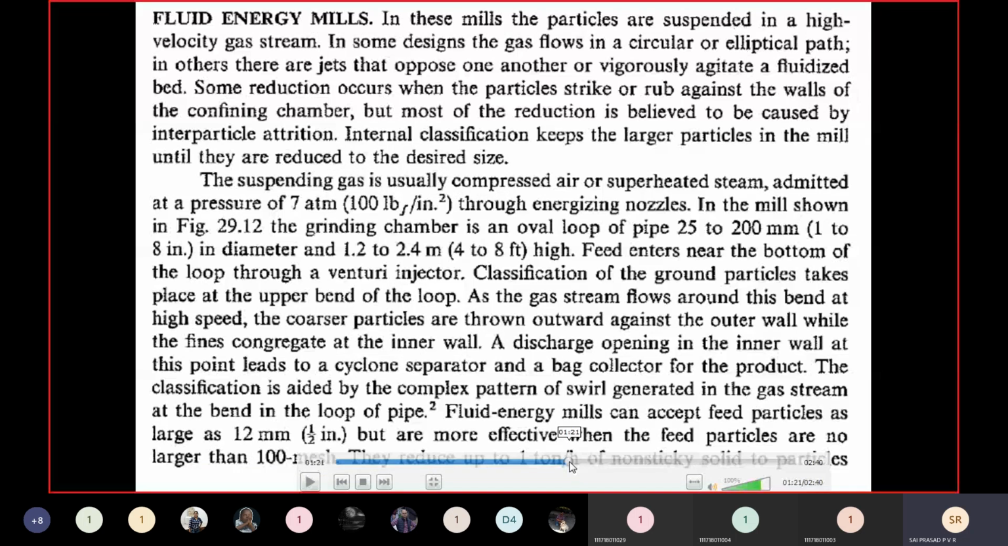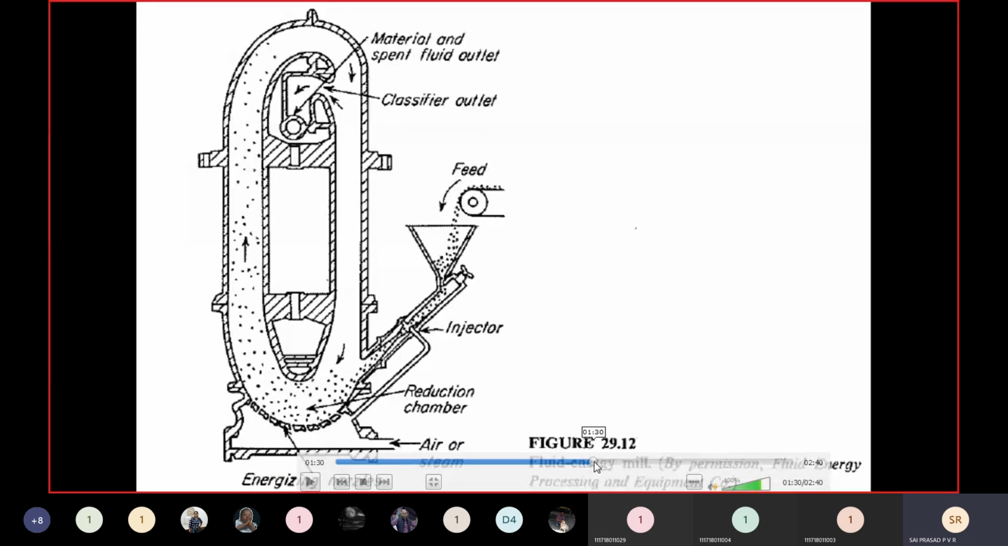So next one will be the fluid energy mill, and let us see the diagram first. This is almost the last size selection equipment. From here again we will go to the rotor knife cutter. So here you see the diagram of a fluid energy mill, which can produce particles of very small sizes.